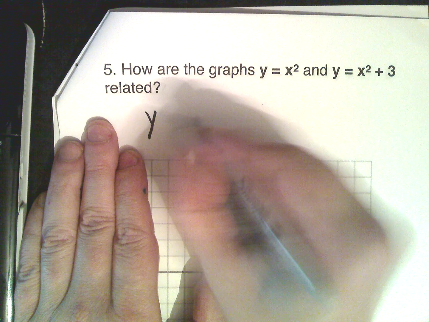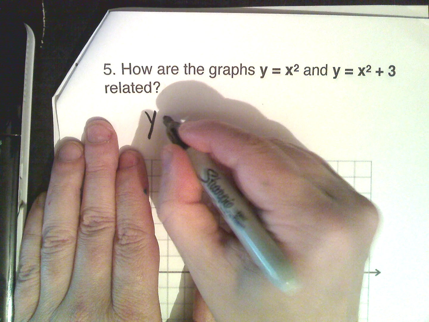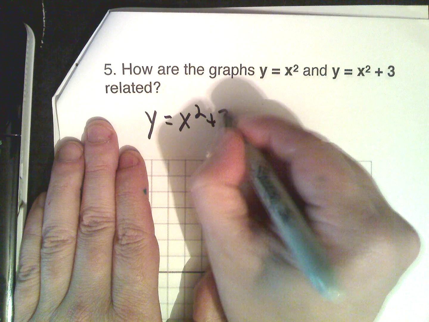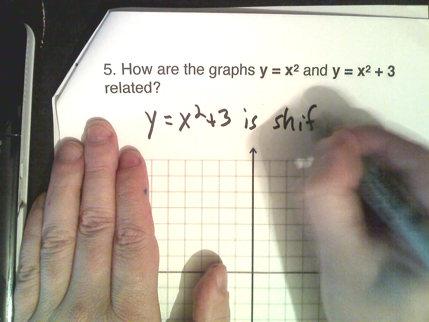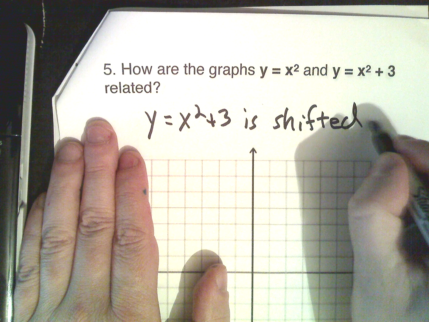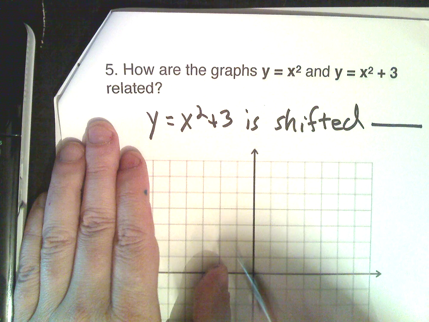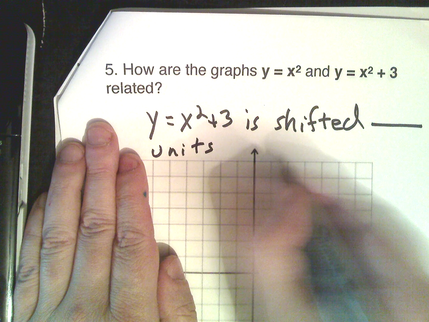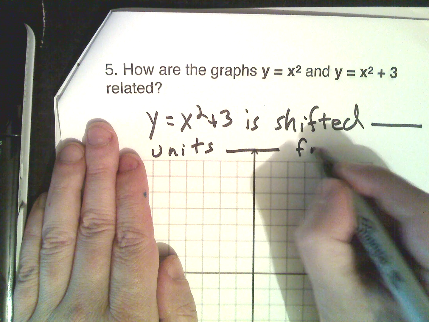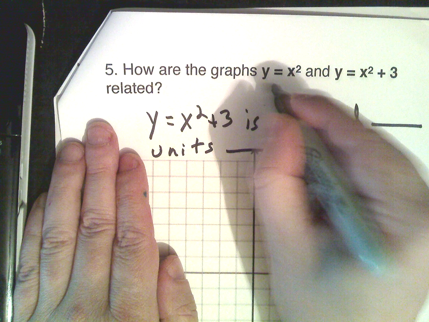y equals x squared plus 3 is shifted blank units blank from x squared. Always go from x squared. Make this your second one.